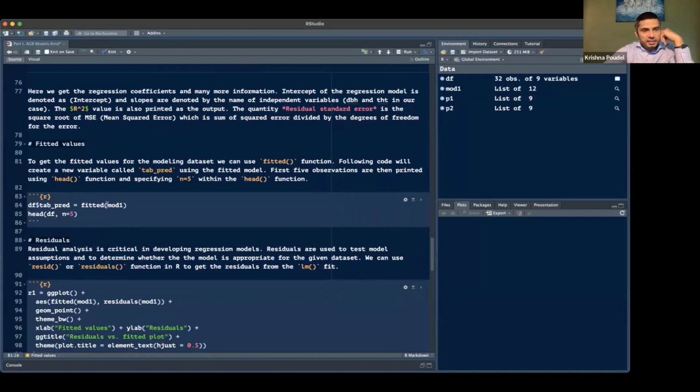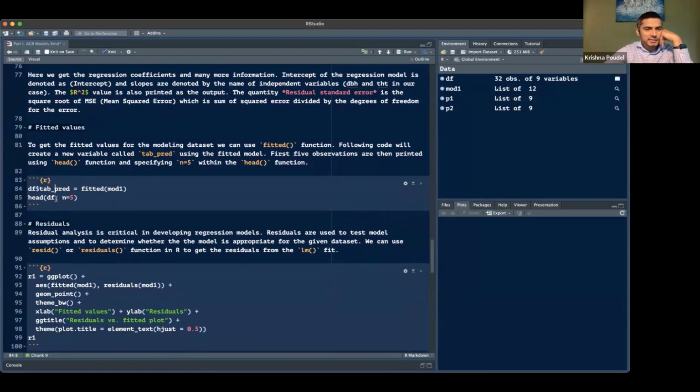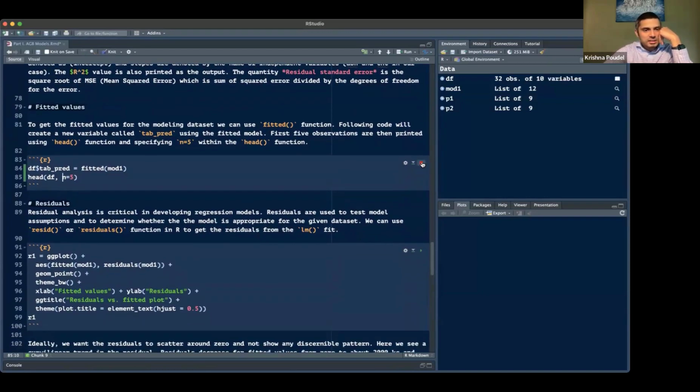So then we can use the fitted function in R to get the predicted values for the data set. And I will save that as total above ground biomass underscore pred to indicate predicted value. And then within that head function, I will also include n equals 5, because by default, the head function will print 6 observations. Instead, I want to print just 5. So let's see if it will work.